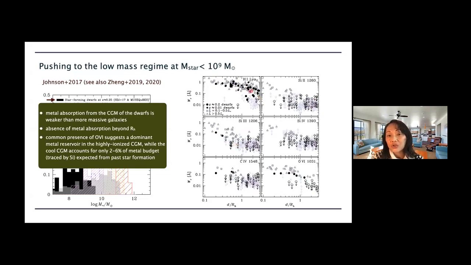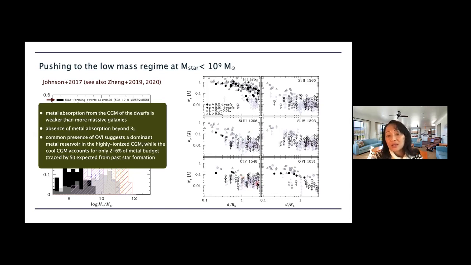In contrast, for hydrogen there's no observable difference in the hydrogen content. But for metal lines, you see that on average dwarf halos do not produce strong metal line absorbers. This also includes O VI, as shown in the mean covering fraction earlier. And on top of that, it's worth emphasizing that beyond the virial radius, we don't detect any metal lines.